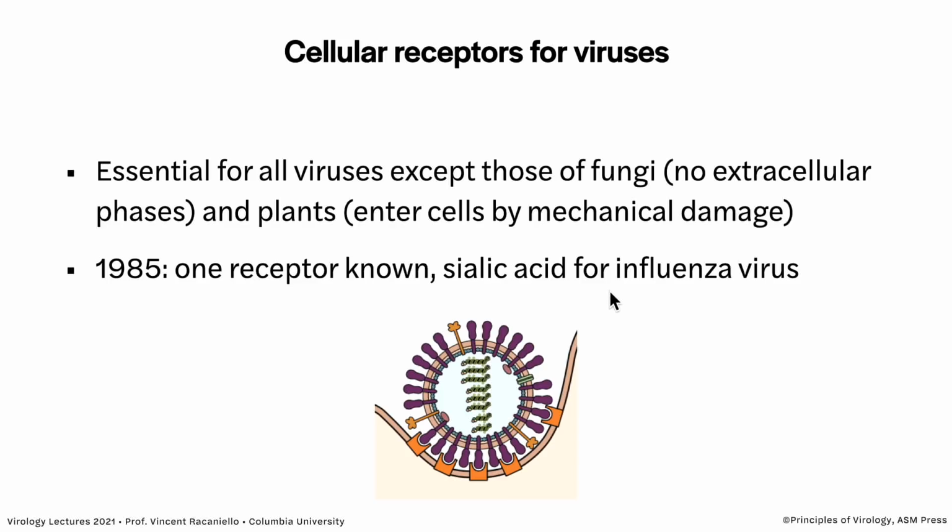Sialic acid is a sugar that's always attached to a protein. I shouldn't say always, because sometimes it's soluble, but on membranes it's attached to proteins. And so the HA, the hemagglutinin of influenza virus, attaches to it. We'll talk about this in some detail today. But after that, there was an explosion in the discovery of receptors for viruses.